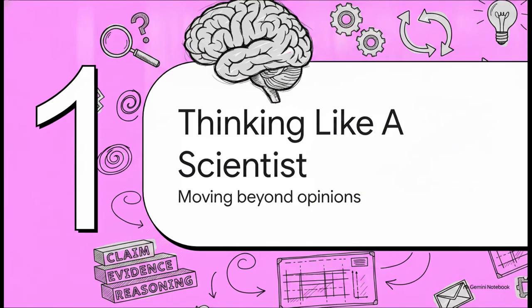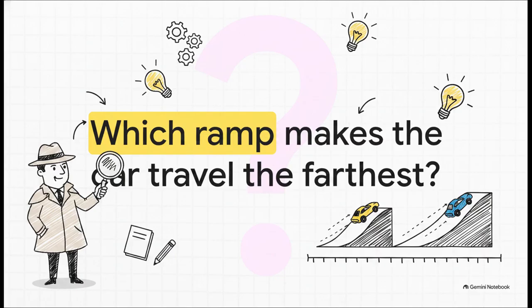Thinking like a scientist, moving beyond opinions. Let's kick things off by looking at how scientists actually think, because, spoiler alert, they don't just state their opinions. They build highly structured explanations. To really understand how students learn to master these scientific arguments, imagine you're a detective investigating this exact question. Which ramp makes the Hot Wheels car travel the farthest? It seems like a fun, simple game, right? But to a scientist, this is a puzzle waiting to be solved with absolute precision. You can't just say, well, I think the big one works best because it looks fast. Nope, you have to prove it.